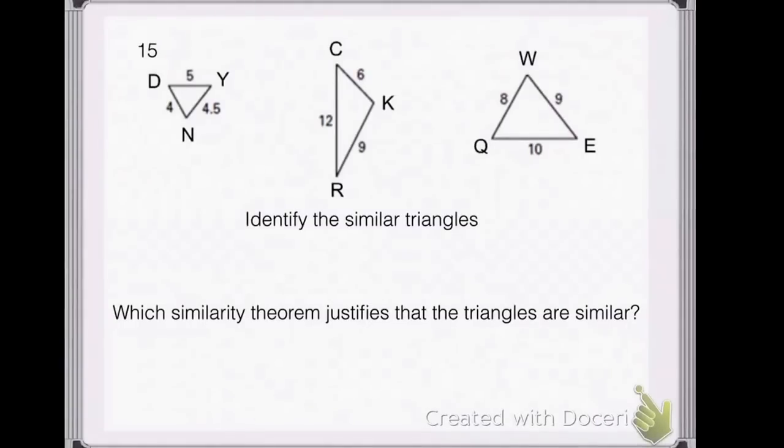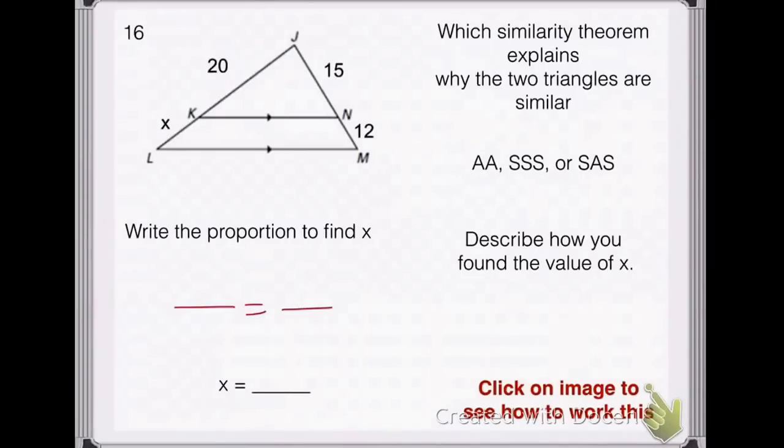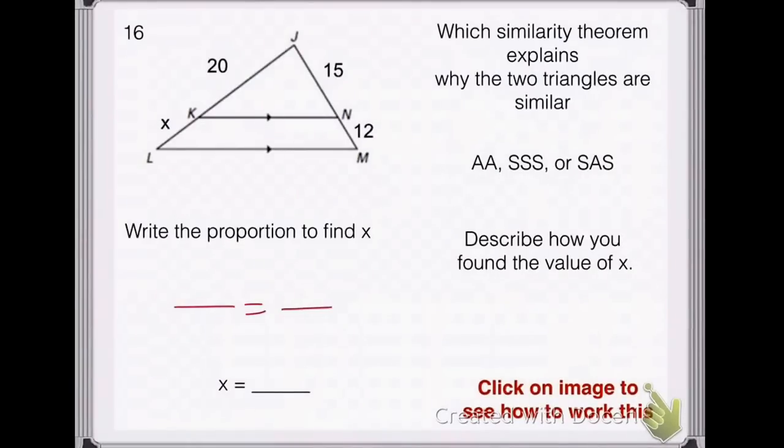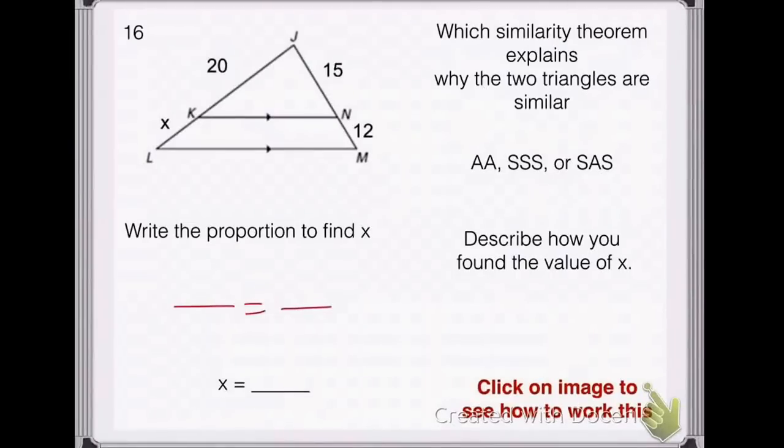All right, you do this one. Identify the similar triangles. Which similarity theorem justifies that the triangles are similar? Next question. Which similarity theorem explains why the two triangles are similar?